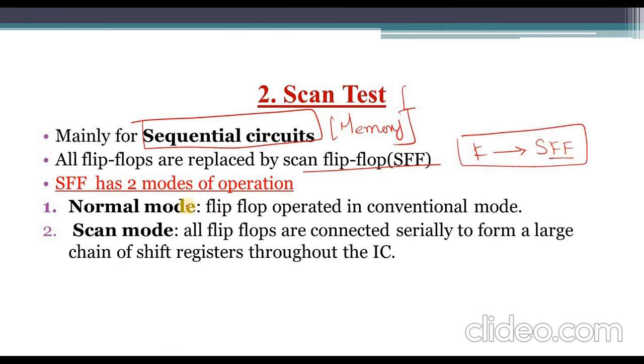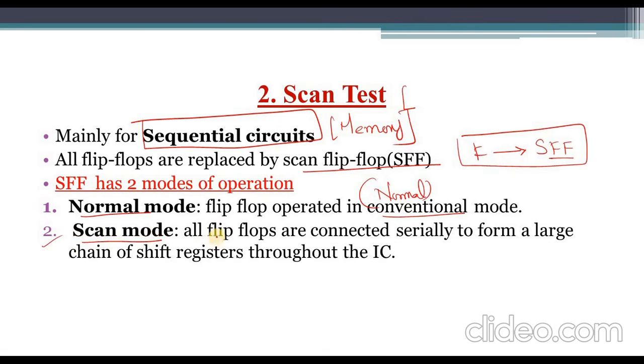A scan flip-flop has generally two modes of operation. The first one is the normal mode. Normal mode means the flip-flop will be operated in the conventional mode. That means the flip-flop will operate in the normal mode only. In case of a scan mode, it is somewhat special.